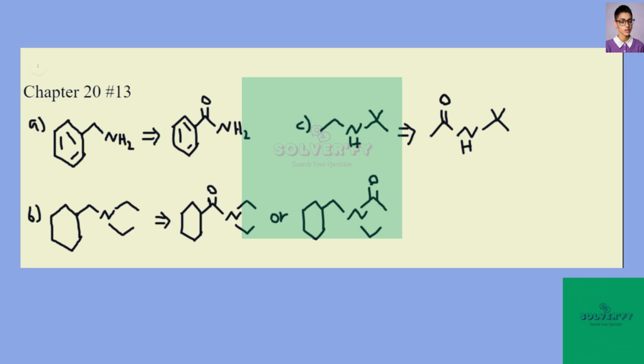In order to solve it, we just need to remember that lithium aluminum hydride is going to reduce the carbon-oxygen double bond of a carbonyl, of an amide, to just a methylene group. And so we get an amine from an amide. And that's the answer to Chapter 20, problem number 13.